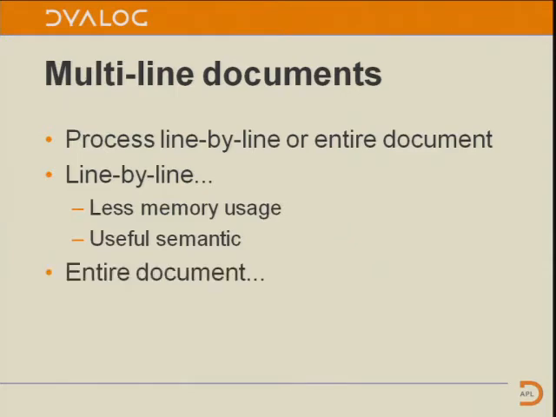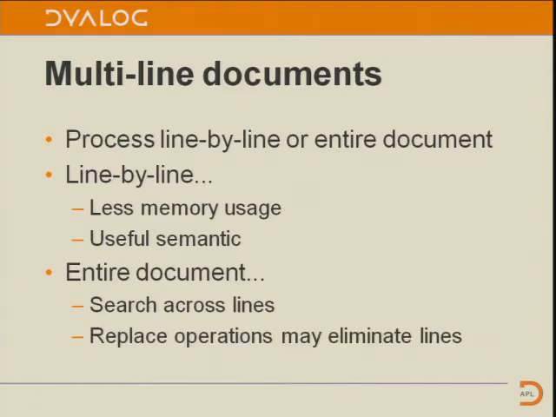If you do the entire document, it means that you can construct searches which go across lines, which you couldn't do otherwise. And if you replace a line with nothing, you can remove it completely, whereas all you could do is turn a line down to 0 length if you process line by line. So that was our first consideration. We had to be able to do both of those.